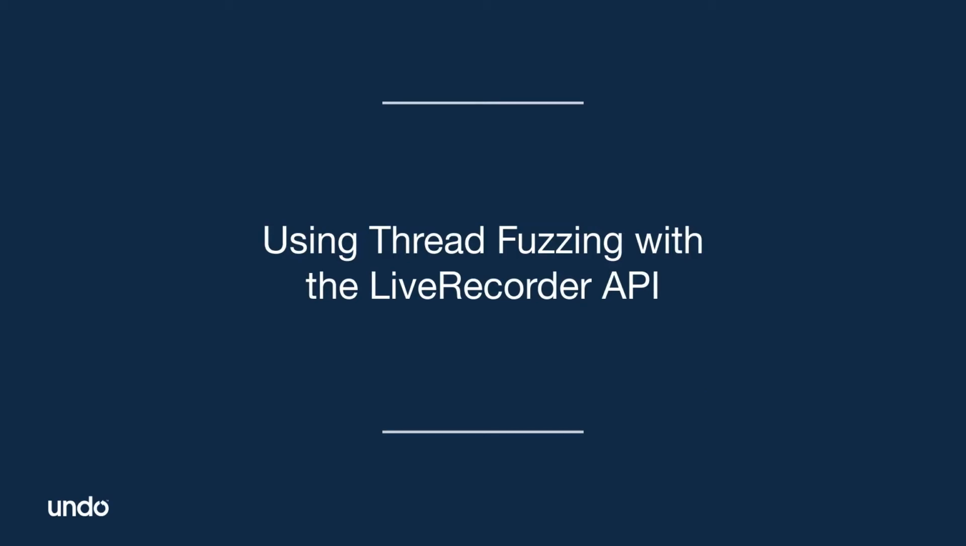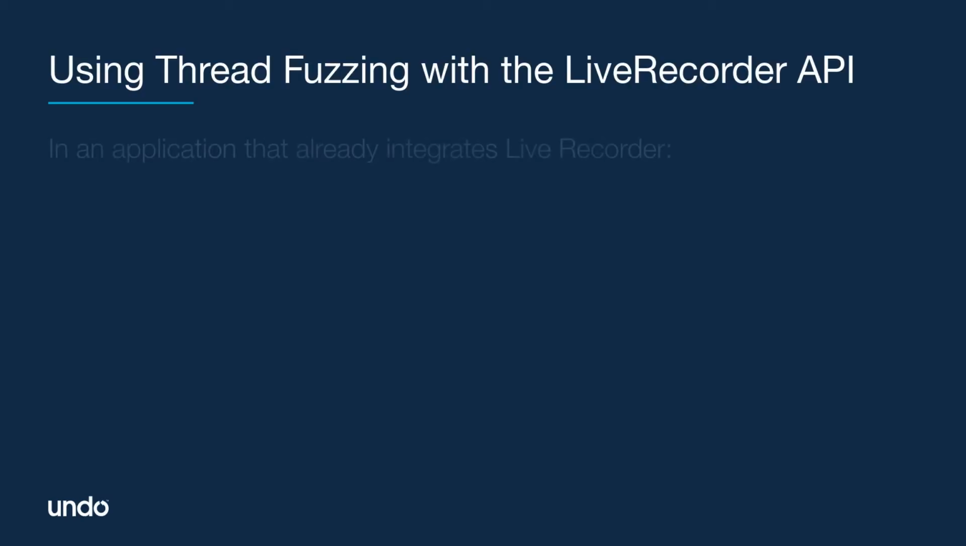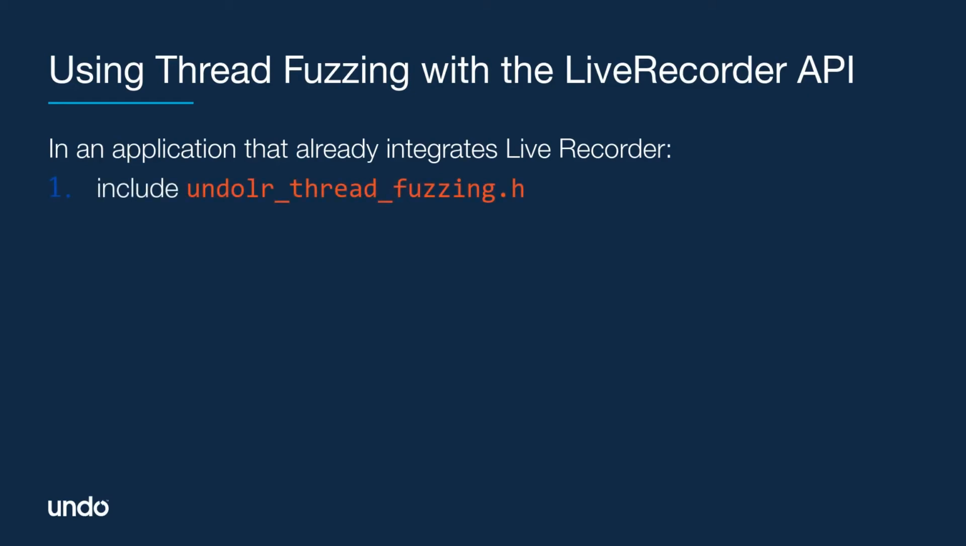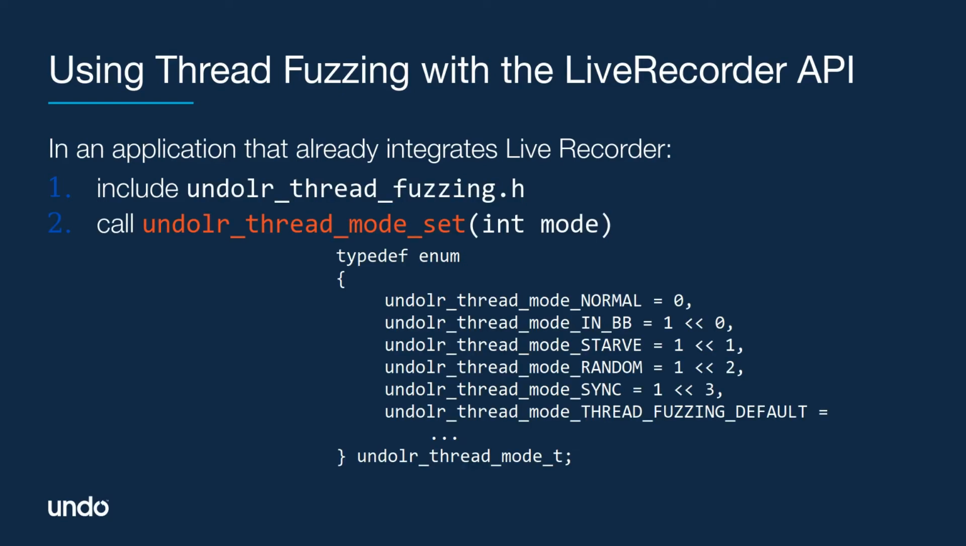Thread fuzzing can also be used through the LiveRecorder API. Two steps are required to enable thread fuzzing in an application that already integrates LiveRecorder. First, we need to include the UndoLR thread fuzzing header file in order to use thread fuzzing. Then we have to call the UndoLR thread mode set function and pass it the thread fuzzing components that we want to use, as specified through the UndoLR thread mode T enumeration.